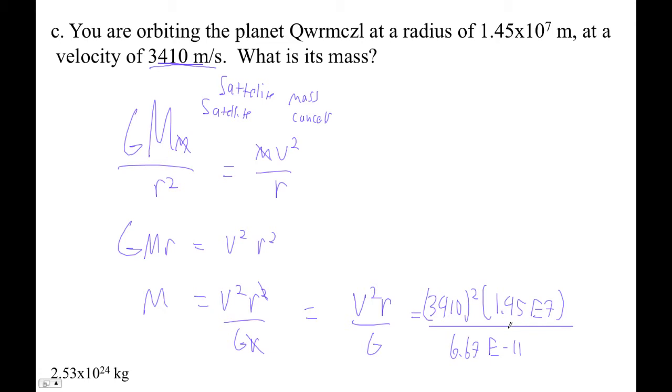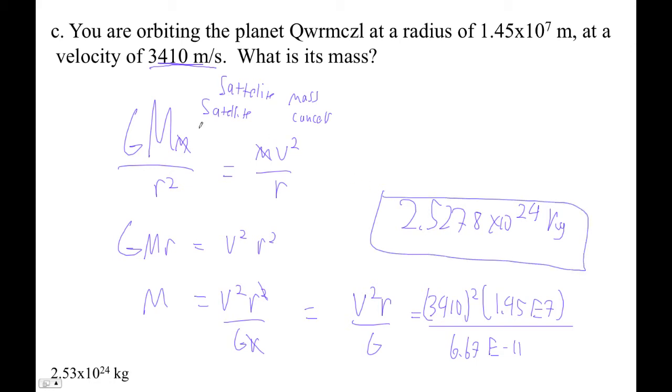And that's 2.527 times 10 to the 24th kilograms, right? Now that's the exciting part. So set up the equation, cross multiply, divide. Sometimes you have to take a square root. Plug the numbers in, and then you should get the right answer. Be sure to show this when you're doing your assessment. Show your steps, because if you show this, that's worth points.